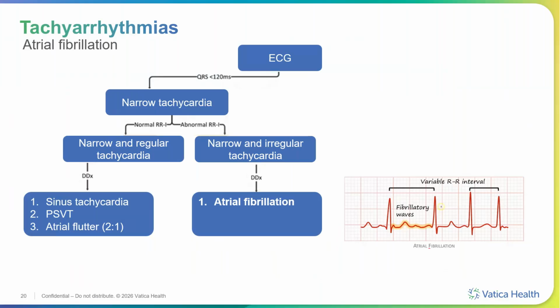So now if the patient has a narrow QRS, but the R to R interval is irregular, meaning the intervals aren't the same throughout, then this is a narrow irregular tachycardia, and that gives me two main differentials, atrial fibrillation and multifocal atrial tachycardia. And atrial fibrillation is the most commonly treated cardiac arrhythmia we see in primary care. You see these fibrillatory waves, no distinct P wave, and it's generally associated with an irregular ventricular rhythm.